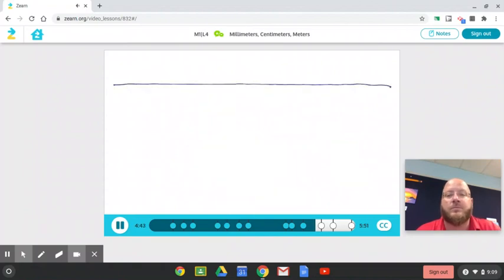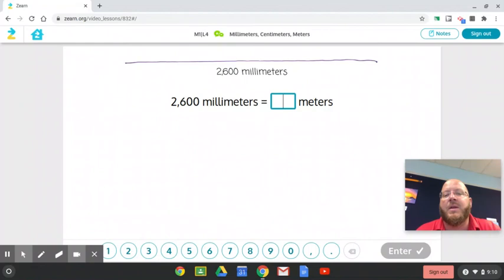Here's another piece of string. It measures 2,600 millimeters. 2,600 millimeters equals how many meters? Okay, so here's the deal. How many millimeters are in 1 meter? Because that's the groups we're going to have to put it in. There's 1,000 millimeters in 1 meter. Okay, so I need to put these millimeters into groups of 1,000 because each group of 1,000 would be 1 meter, right? So in order to put these into groups of 1,000, what's that mean I need to do? I need to divide that by 1,000. Okay, so now we're going to be dividing that by 1,000.